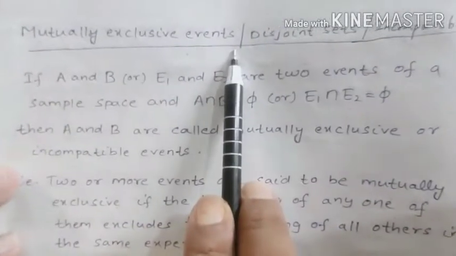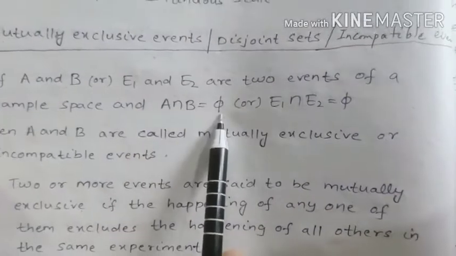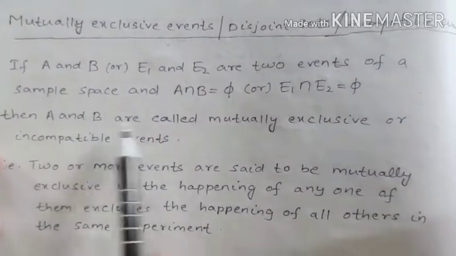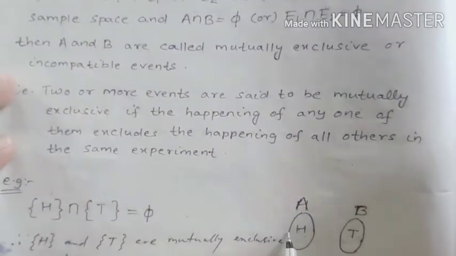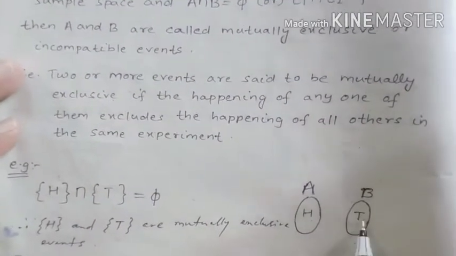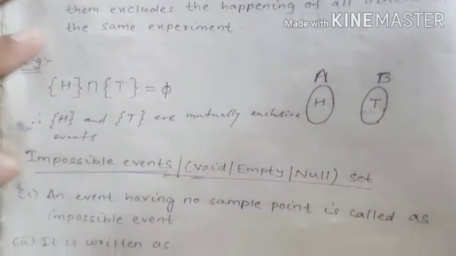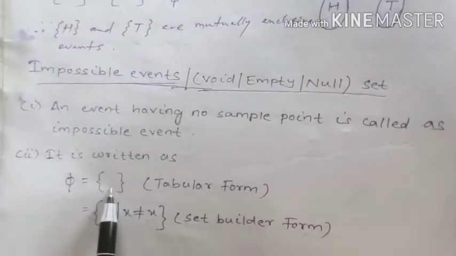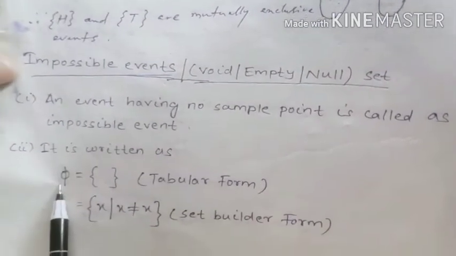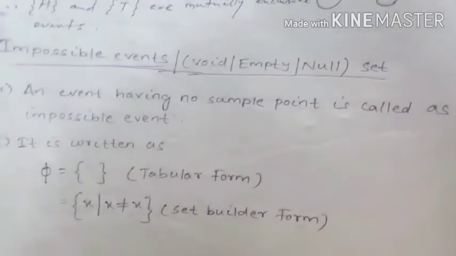Mutually exclusive events. If A and B are two events, suppose A intersection B equals phi, then we say A and B are mutually exclusive events. That also means incompatible events. What is an impossible event? An impossible event means there are no elements, no sample points. It can be written as phi equals x such that x not equal to x.